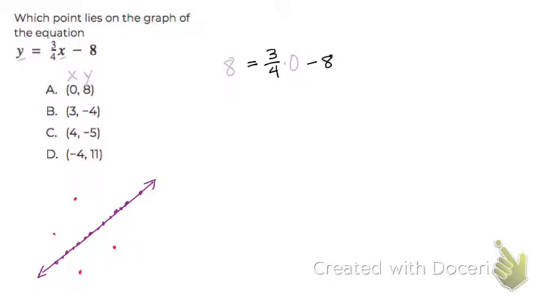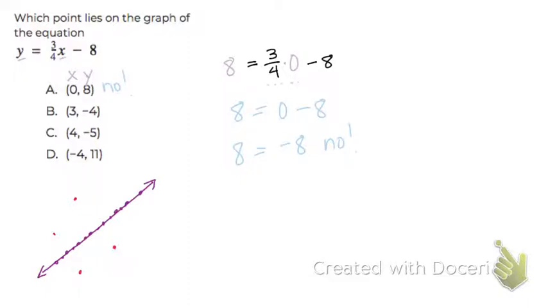Now, 3/4 times 0 is 0, so this is the same as 0 minus 8. And 0 minus 8 is negative 8. So 8 does not equal negative 8, so that is not true.